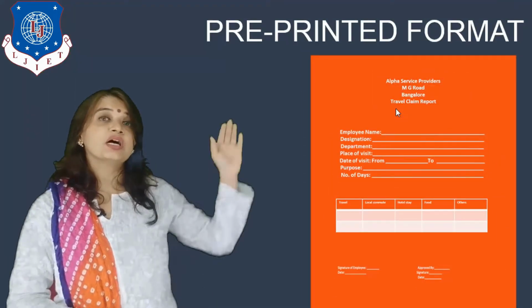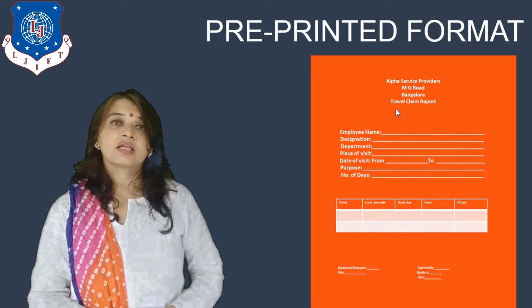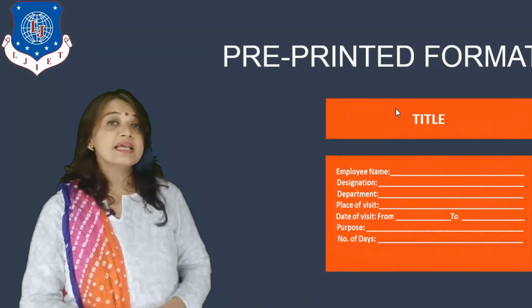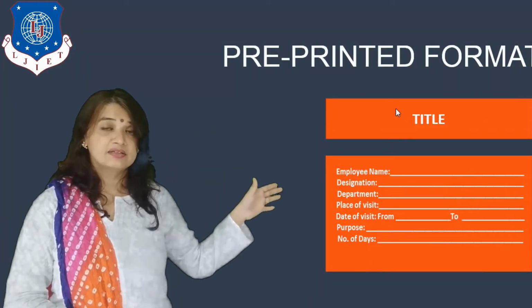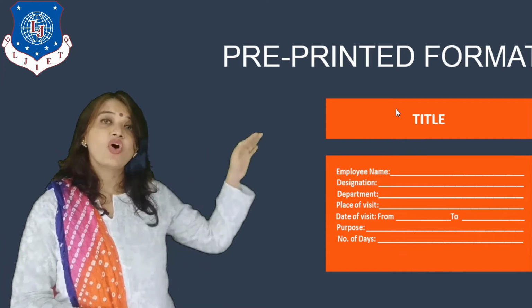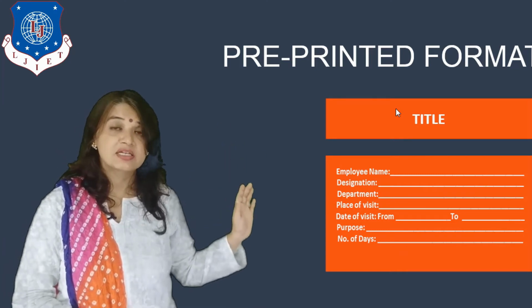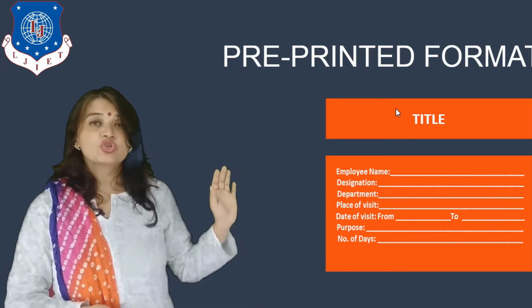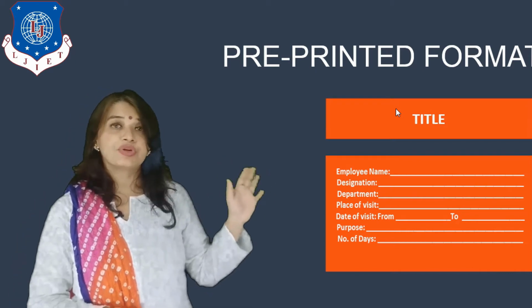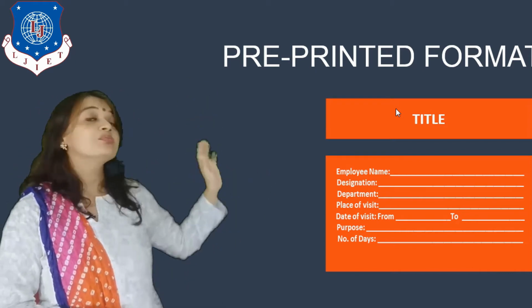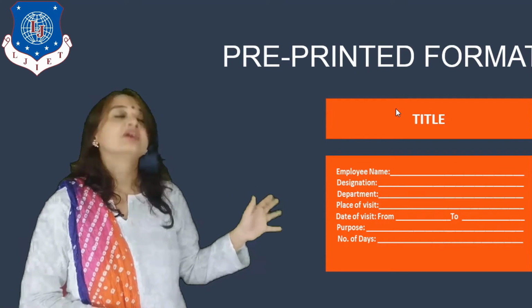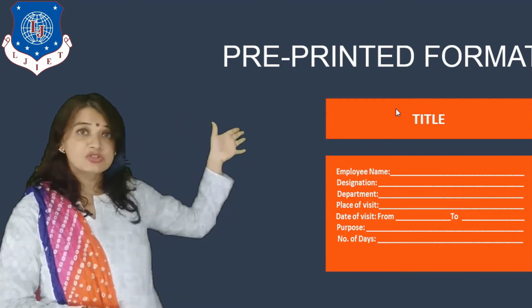Now let us go to the next one. Now this next one is the title. Now this title consists of all the details that are present in your report. So what all details are present in your report? So first of all, for whom the travel claim is. So the name of the employee has to be there.